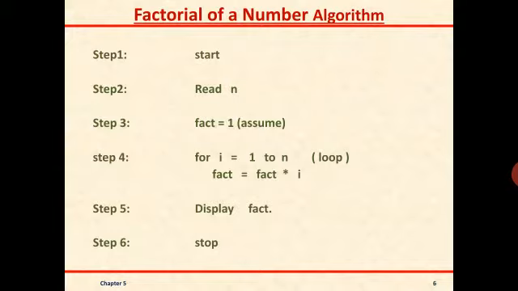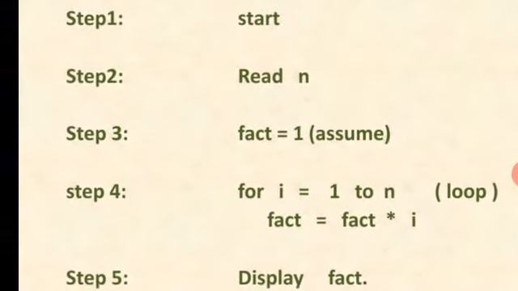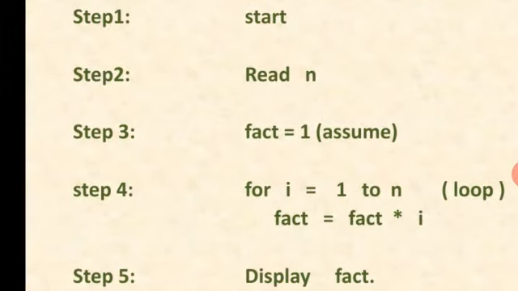For that purpose step number 1 is start. Then in step 2 we say read the value of n. N is any number. We have to find the factorial value. It is an unknown number, hence I have read n. Then here I have taken one variable fact and I have assumed its value to begin with 1.